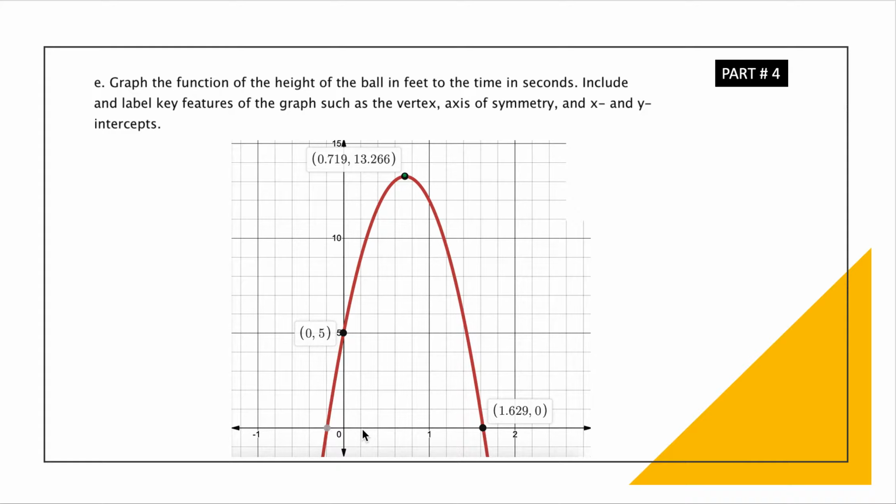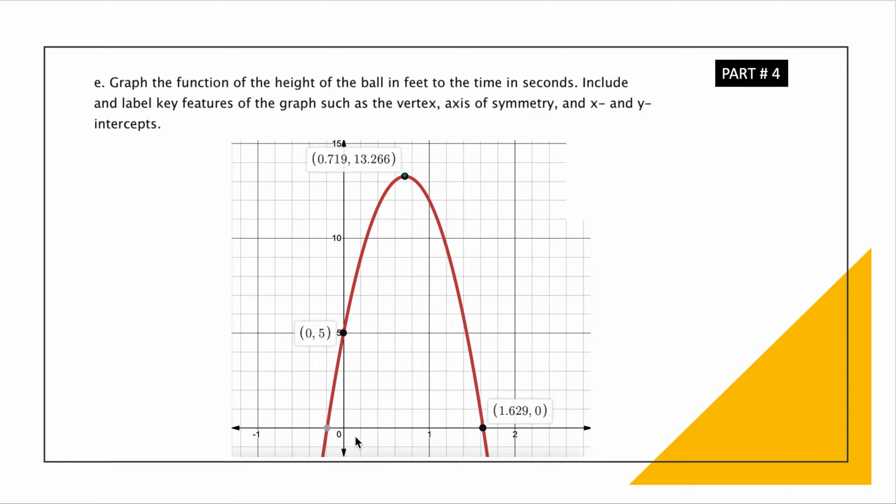Here we already created this graph with Desmos. We plug in the equation and Desmos gave us all the rest of the graph, the points and everything else. So now, if we are looking for the domain in a real world situation, I wouldn't say always, but usually we would take the first quadrant. The domain is from 0 to 1.629.